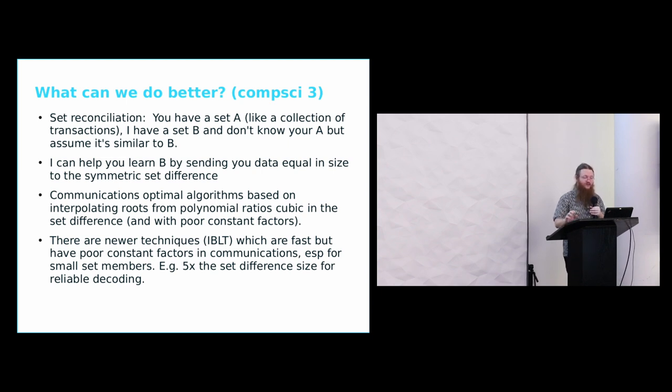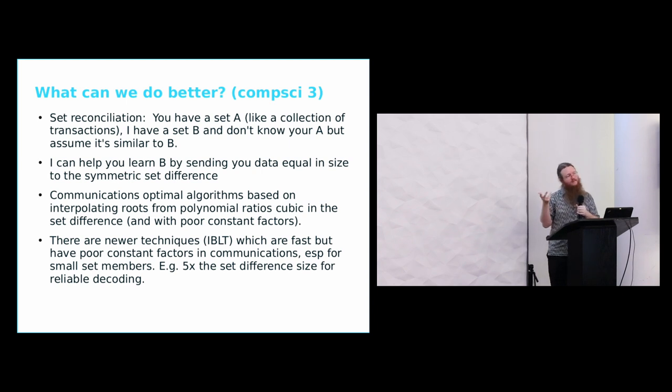There are algorithms to do this which are communications optimal, meaning that there is no way to do it even more efficiently in terms of communication than that. They're based on interpolating roots in polynomial ratios. They're very similar to RS codes, but much more expensive to decode. Basically they take CPU time that's cubic in the set difference, and all of these operations are expensive. There are also some newer techniques, IBLT being an example, which are fast. They're linear in time in the set difference, but they have bad constant factors in communication, so they send more data. If your set differences are small and the set entries are small, for IBLT it can be like 5 times the set difference that you have to send to get a very reliable decode.